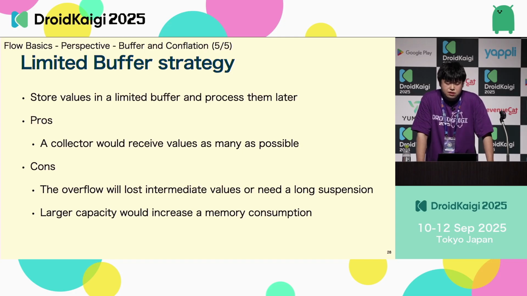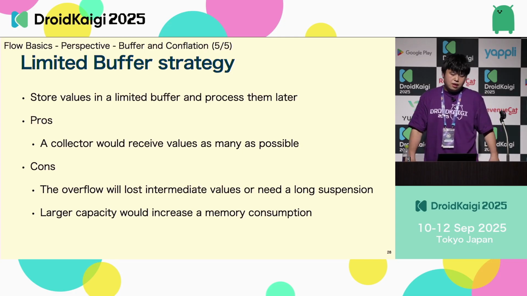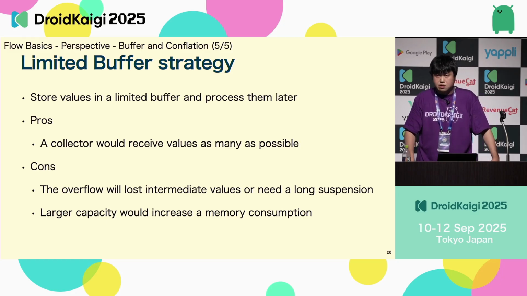Third backpressure strategy is a limited buffer. It stores values in a buffer and processes them later. A collector can receive all values while a buffer has a remaining capacity. Otherwise, the overflow still happens. And also, the larger capacity will increase memory consumption. So please be careful when you use a limited buffer strategy.